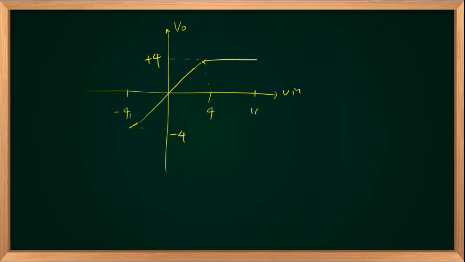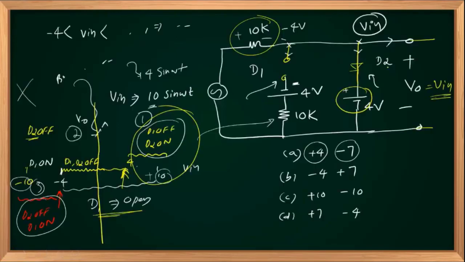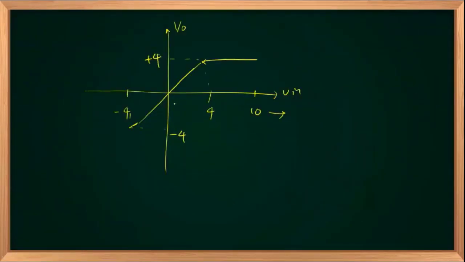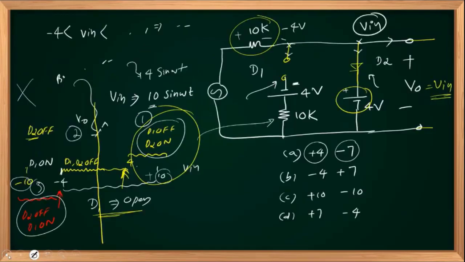We are limiting at 10. If you are going beyond that, then also diode D2 will be in on state. And the moment you identify this curve, you can see that on the positive side, the maximum possible voltage is nothing but only 4 volts.